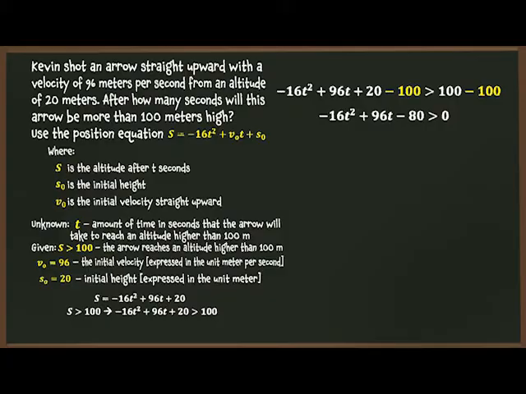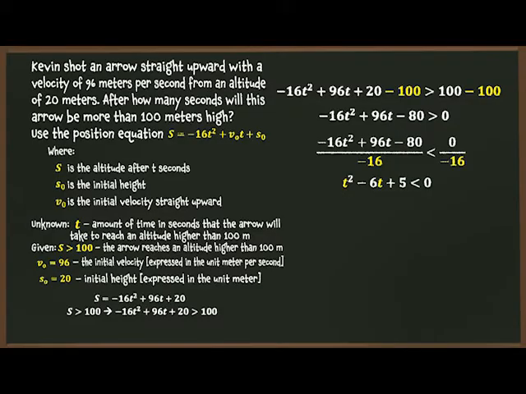But if we want the numerical coefficient of t squared to be positive, and if we want to deal with smaller numbers, we must divide both sides of the inequality by negative 16. By a negative number because we want to make the coefficient of t squared positive, since negative divided by negative is positive. And why negative 16? Simply because negative 16, 96, and negative 80 are all divisible by 16. And this will result in the inequality t squared minus 6t plus 5 is less than 0.